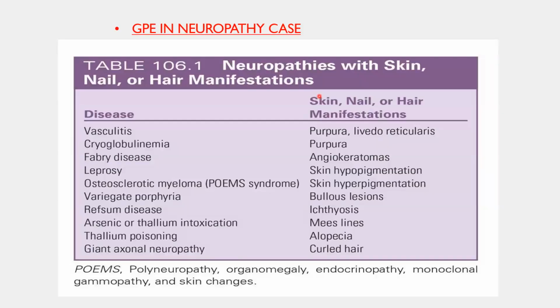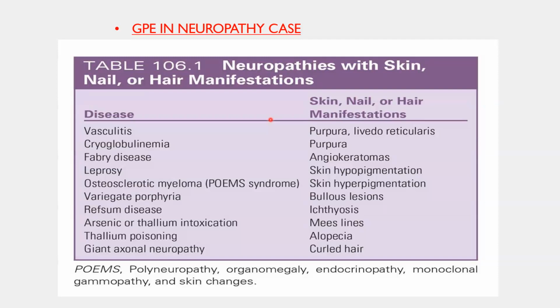Next, if you are taking a case of neuropathy, when you are presenting, you need to examine for any features of purpura or livedo reticularis, which are seen in vasculitic neuropathies and cryoglobulinemia. In Fabry's disease, the patient will have angiokeratoma. This is characteristically seen in the periumbilical regions. Skin hypopigmentation is seen in leprosy.